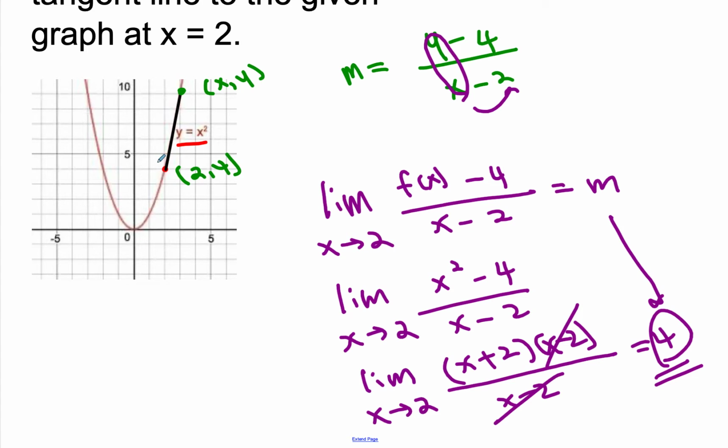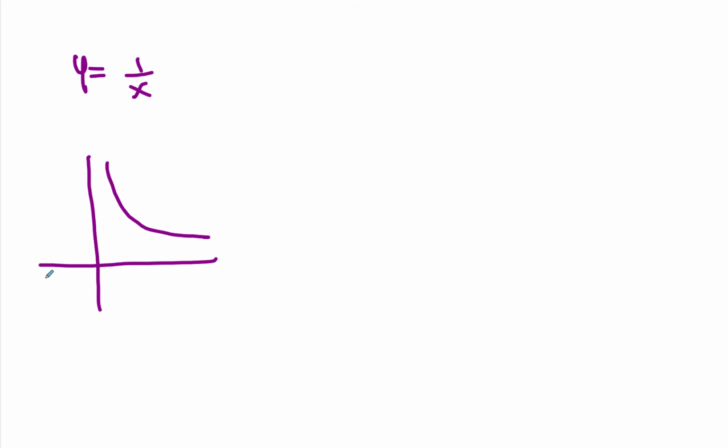All right, so let's do another example then. How about this? What if I were to say y equals 1 over x, and we know that the graph looks something like this. How about at this point when x equals 2? We know the y value is equal to 1/2. What is the slope of the tangent line when x equals 2?